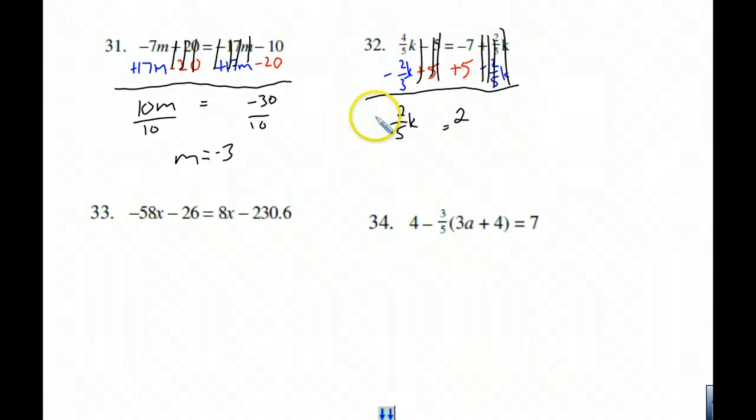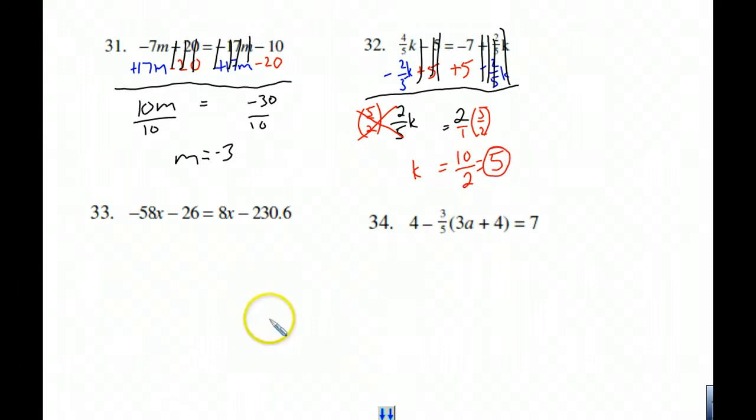Now to finish this, we're going to multiply by this reciprocal on both sides. If you need to, you can make this a 2/1 if that helps. Okay. So that equals 1. 5/2 times 2/5 equals 1. And 2 times 5 is 10. 1 times 2 is 2. And 10 divided by 2 equals 5. So k equals 5.